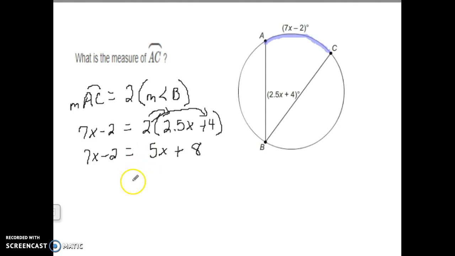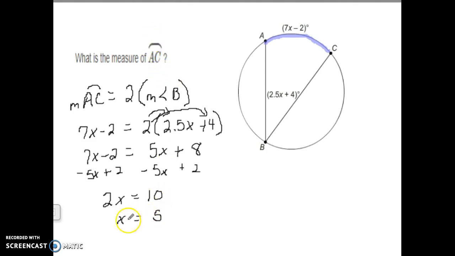Now we want to solve for x by getting our variables on one side and our constants on the other. So we have 7x minus 5x gives us 2x. And then we're going to add 2 to both sides, and that's going to give us 10. Divide both sides by 2, and x is equal to 5.